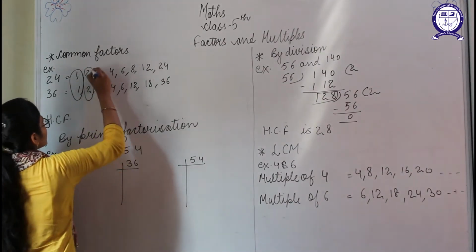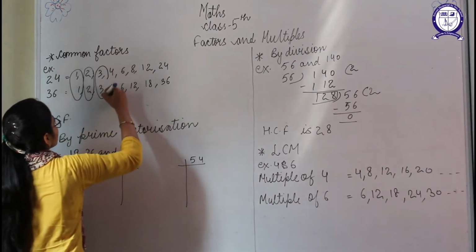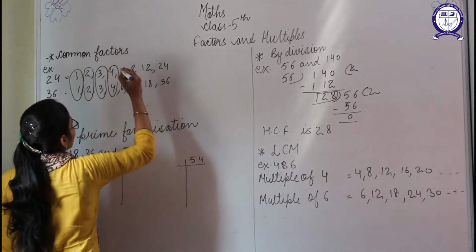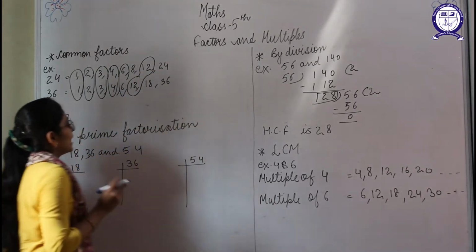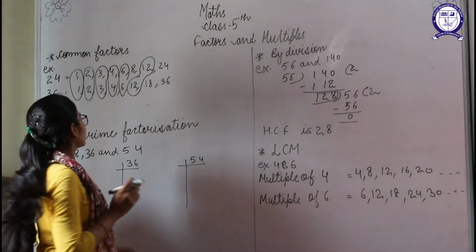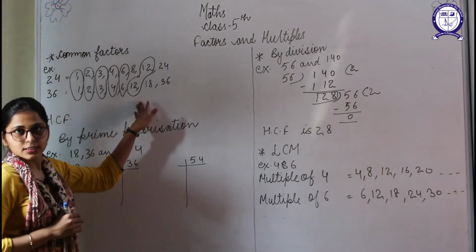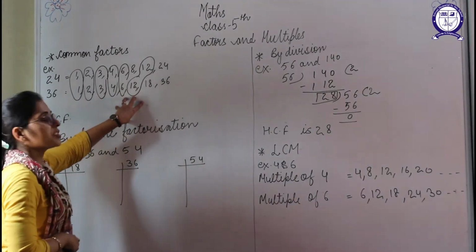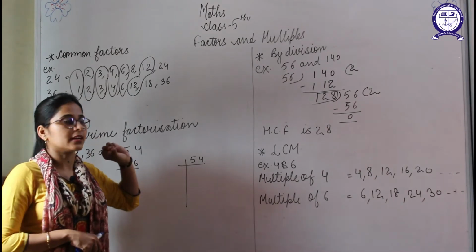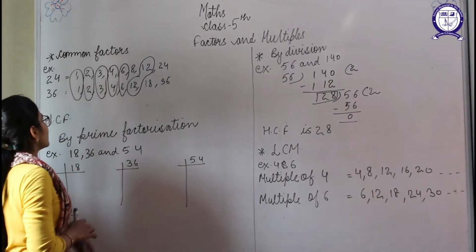2 is in both cases, 24 and 36 also. 3 is also common, 4 is also common, 6 is also common and 12 is also common. 8, 18, 24 and 36 are not common. So the number which is common and the highest is considered the HCF. Here 12 is the highest common factor. So this is the HCF, students, of 24 and 36.